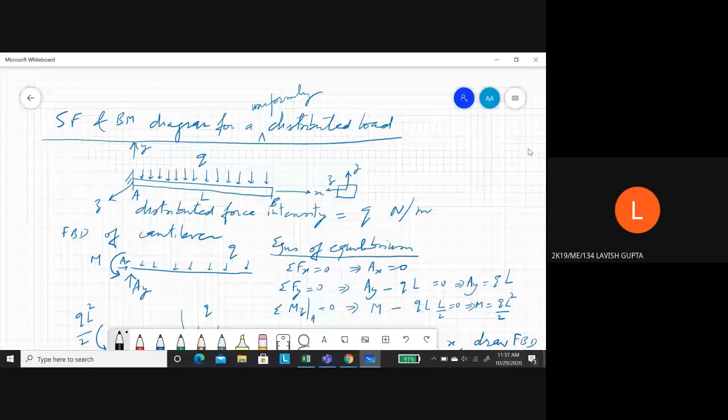This is a condition of uniformly distributed load, which means that load per unit length is distributed uniformly along the total length of the beam. So the distributed force intensity is equal to q Newton per meter. The free body of the cantilever is shown in the figure below.